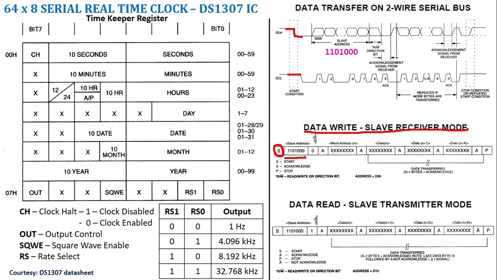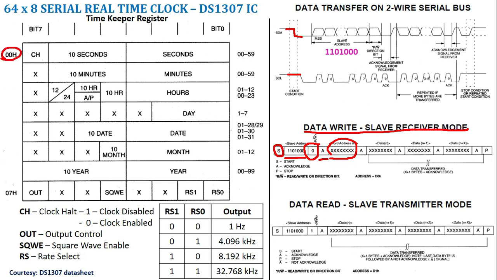For the DS1307 IC, the address is fixed. The address is 11010000. And then we put the read-write operation bit. Since we are going to write the data, we will put the 8th bit as 0. Then it will wait for the acknowledgement from the receiver. The receiver will make the SDA line go low. Then we send the word address. The word address is an 8-bit address.